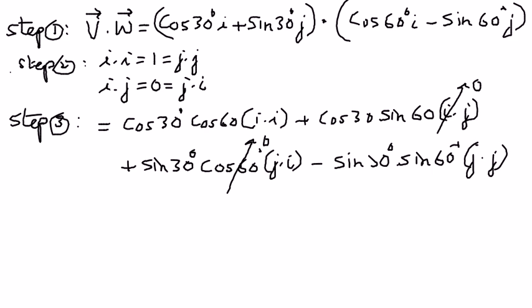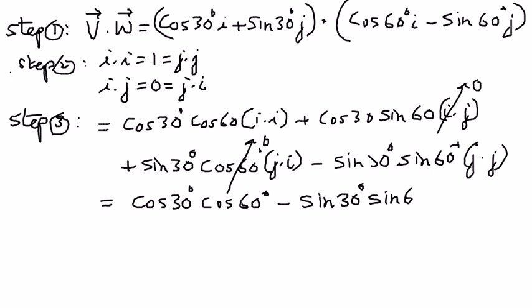Therefore, when we simplify, this is going to come out as cosine 30 degrees cosine 60 degrees minus sine 30 degrees sine 60 degrees. That is what is left, right?